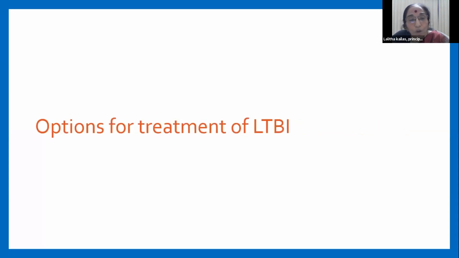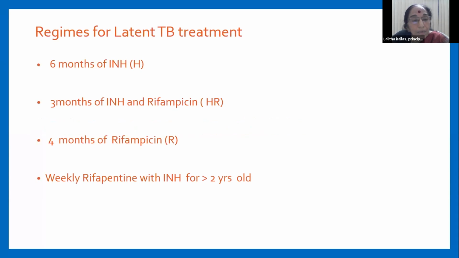So we have different options for the treatment of LTBI. If we go by the WHO recommendation, we have either 6 months of INH, which I think we are familiar with. That is what we are giving nowadays to children less than 6 years with a contact. And the alternative suggestions made by the WHO include 3 months of INH and rifampicin, or 4 months of rifampicin alone, and weekly rifapentine with INH. Actually, this is the one that is recommended for adults with latent tuberculosis: weekly rifapentine with INH, for 3 months.